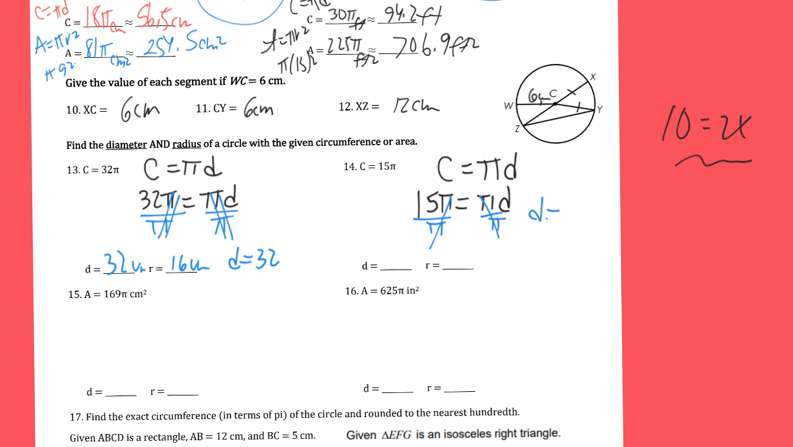And that means that d is equal to 15. 15 units. And then this would be 7.5 units. And so write an equation about what you know, circumference is pi d, plug in what you know for circumference, and solve it for the measure that you do not know.